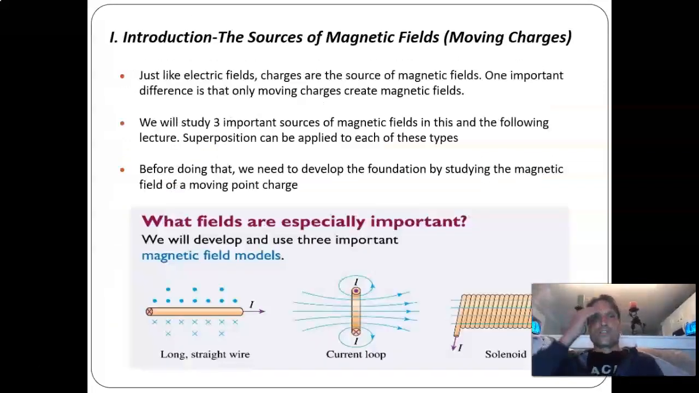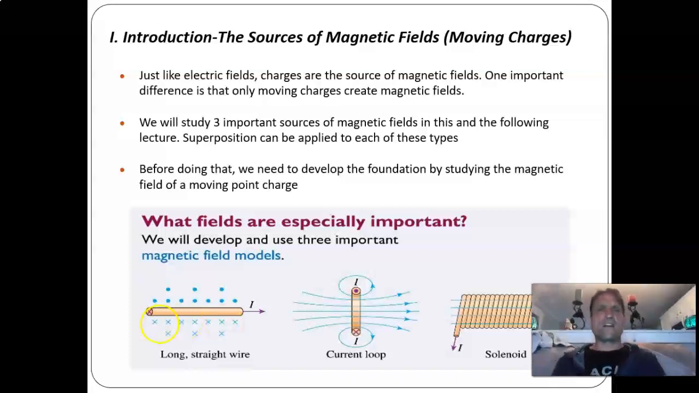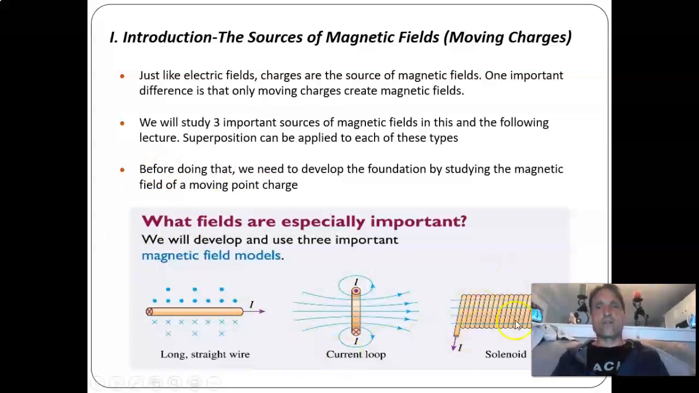So, just like electric fields, charges are the sources of magnetic fields. The main difference, though, is that charges can be stationary and still produce electric fields, whereas only moving charges can create magnetic fields and experience magnetic forces. So we'll study today and Monday the magnetic fields due to three important sources: a long straight wire, a current loop, and a solenoid, which is a coil of many turns of current carrying wire.